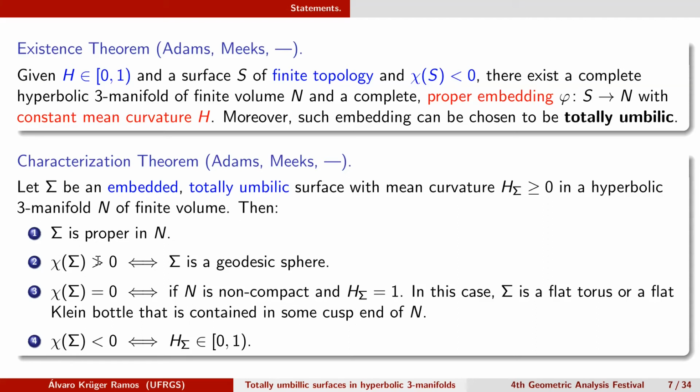The Euler characteristic is positive if and only if it's a geodesic sphere and the mean curvature is bigger than 1. The Euler characteristic is 0 if and only if N is non-compact, so it's a non-compact hyperbolic three-manifold of finite volume, and the mean curvature equals 1. So in this case, sigma is one of the tori in the cusp ends of your manifold. It could also be a Klein bottle in the non-orientable case, but I'm not going into that. And finally, the Euler characteristic is negative if and only if the mean curvature is in the range we wanted it to be, between 0 and 1. So that's a subject for another day.